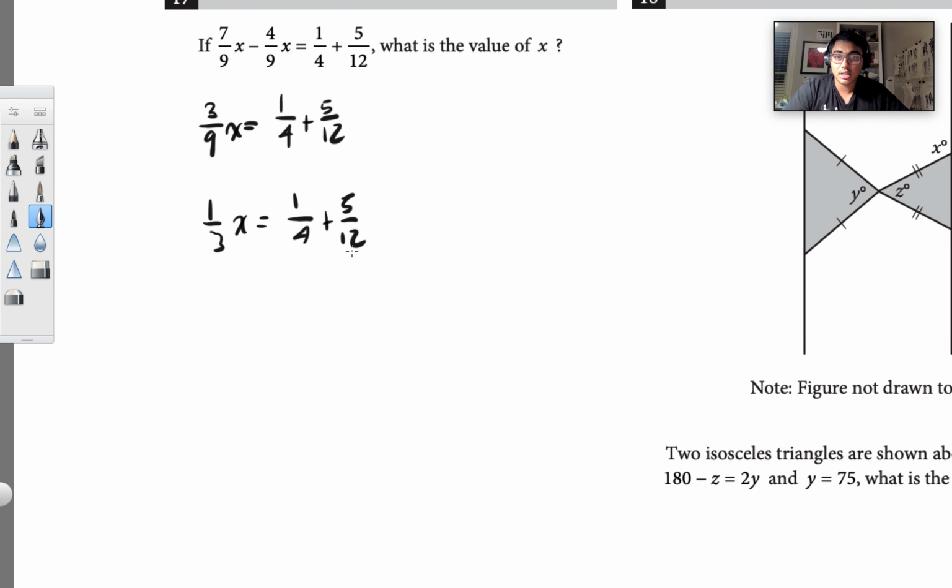We can simplify the right side now. A quarter plus 5 twelfths. Alright, this can also be easily simplified because 4 and 12's least common multiple is 12. So we have to multiply this by 3 and multiply this by 3. So it'd be equal to 3 over 12 plus 5 over 12. So 1 over 3x would have to equal 7 over 12. Wait, no, not 7, my bad. It would have to equal 8 over 12, right?